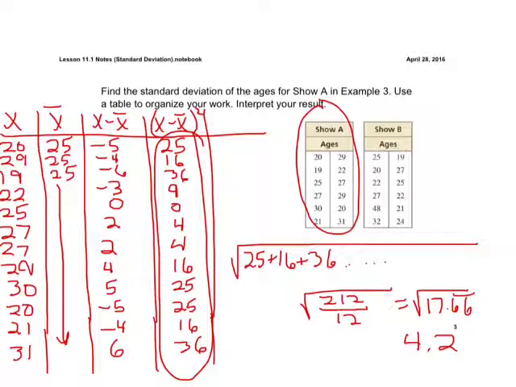And so we have sigma, which is our standard deviation, is roughly equal to, we use a little curvy equals sign because we rounded, about 4.2. And that's our standard deviation.